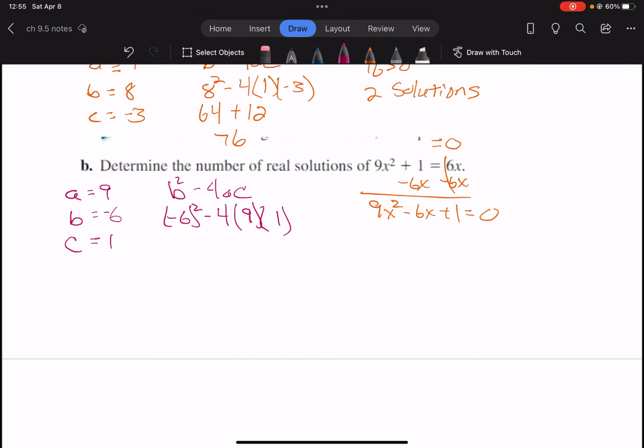Now I'm going to multiply everything out. So -6 squared is 36 minus 4 times 9. 4 times 9 is 36, times 1 is 36. Keep the negative. 36 minus 36 is 0. Since it is 0, it is just one solution.